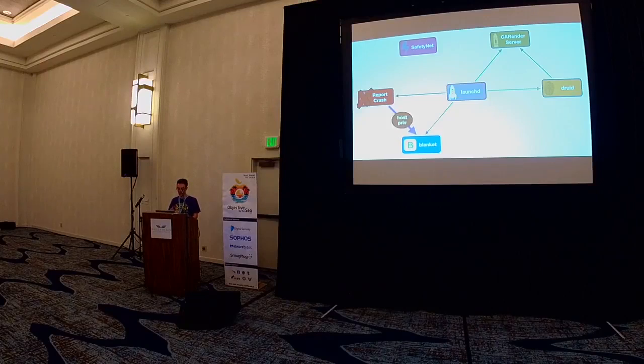And that allows us to use ReportCrash's task port to extract the host-priv port. And we're just going to save the host-priv port for later. Now we're going to repeat the same attack against CA render server and Druid.